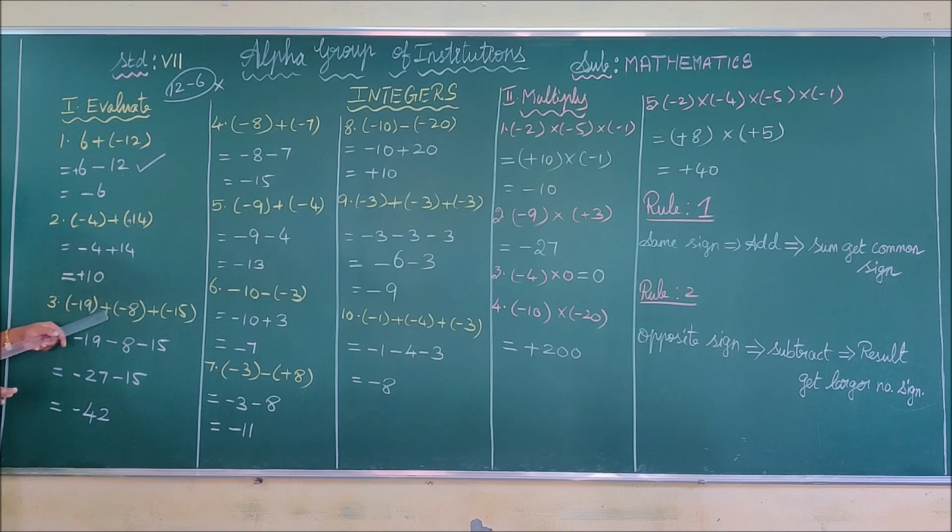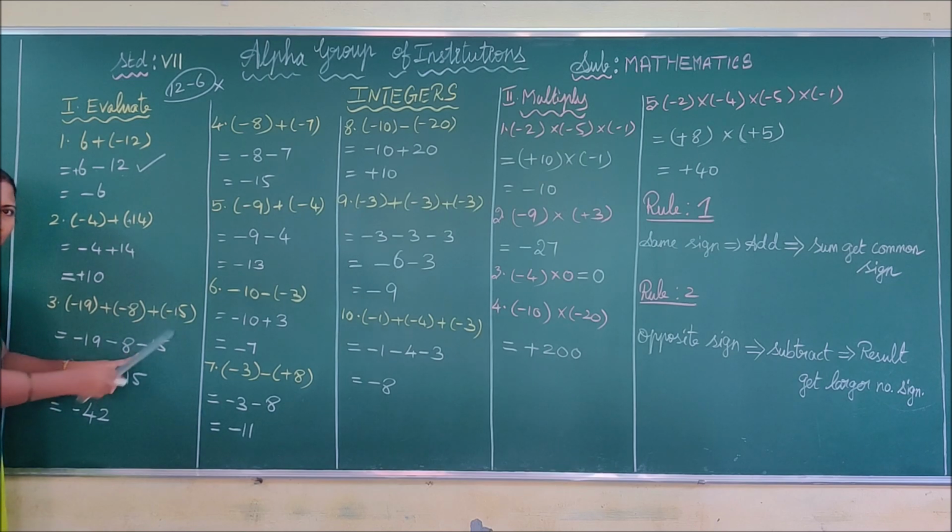Minus 19 plus minus 8 plus minus 15. Now we are going to remove the bracket. You can also do this sum straightly to the answer because the given integers are in the same sign. So you can easily add the integers as per the rule. You can also do the sum by the step method. That is, now we are going to remove the brackets. Minus 19 plus into minus, minus 8 plus into minus, minus 15.